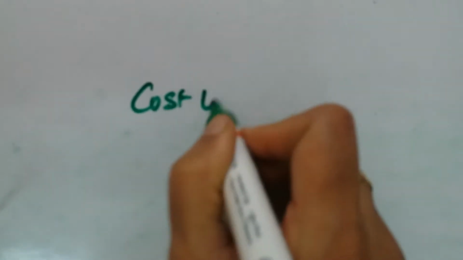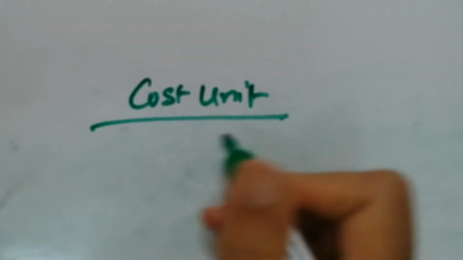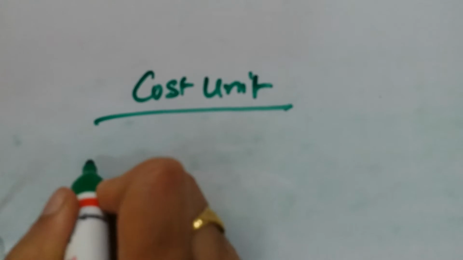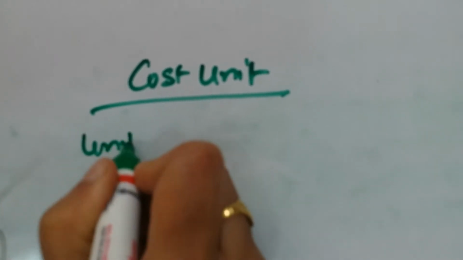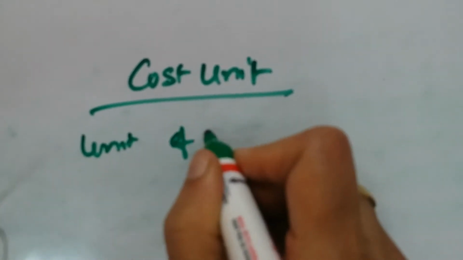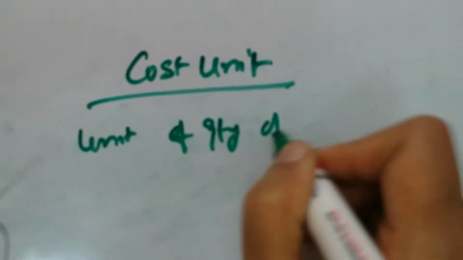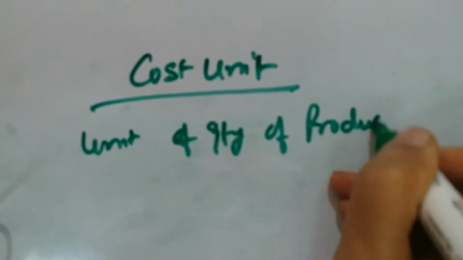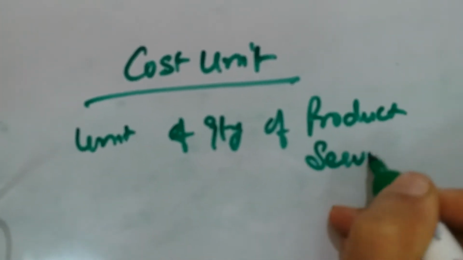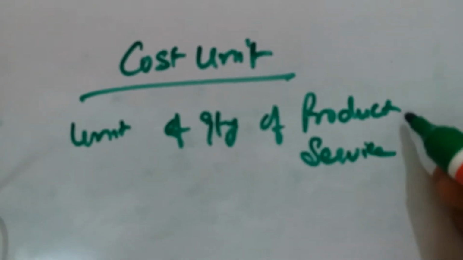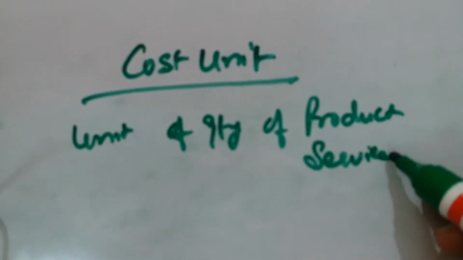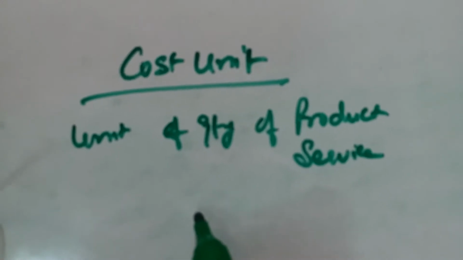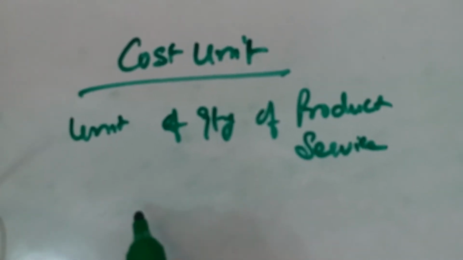So, firstly, let me explain about the cost unit. So, what is cost unit? Cost unit is the unit of quantity of product or service for which we are going to measure the cost. So, in relation to which we want to ascertain the cost.